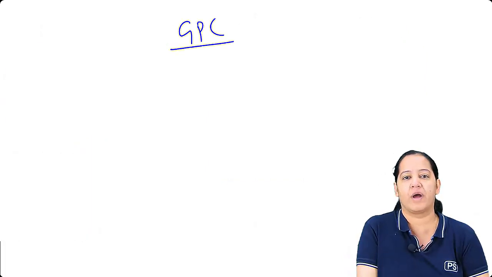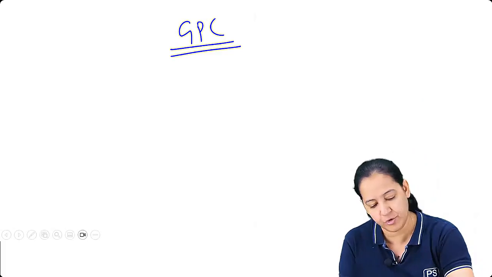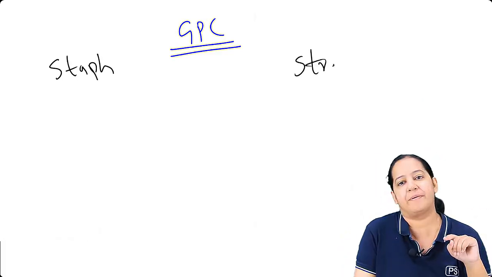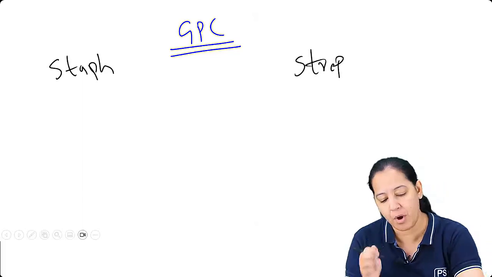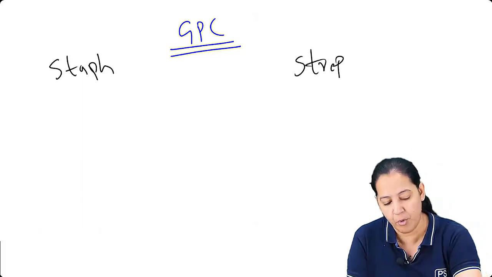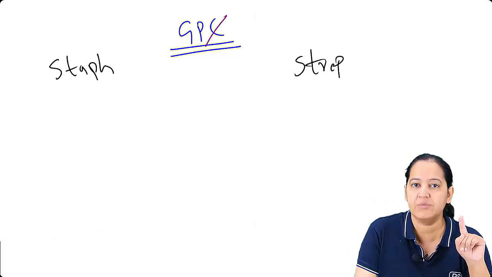Now you tell me, I'm teaching you gram positive cocci. There are only 2 bacteria in this category, Staphylococcus and Streptococcus. What is the morphology of both? By morphology, I mean what is the shape of both of them? You will say, ma'am, both of them are cocci. That's why both of them are spheres.